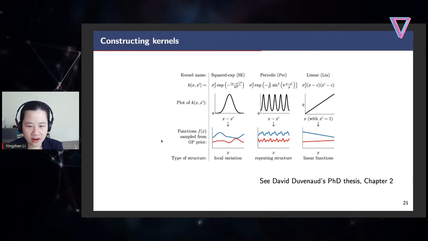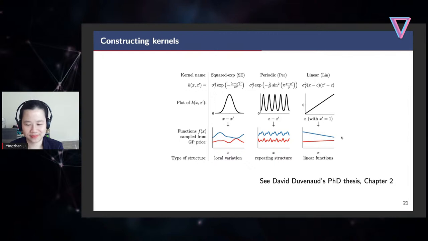Okay, now let's see what these kernels look like. There are some often used kernels as shown here. The squared exponential kernel is the one that I discussed briefly when I answered one of the questions, and this kernel looks like this, and the corresponding functions from the GP with this kernel look something like this. You can also define other kernels like the periodic kernel, and the corresponding functions have some sort of periodic behavior. And in the previous case, if we just want to do linear regression, then the corresponding kernel is a linear kernel.